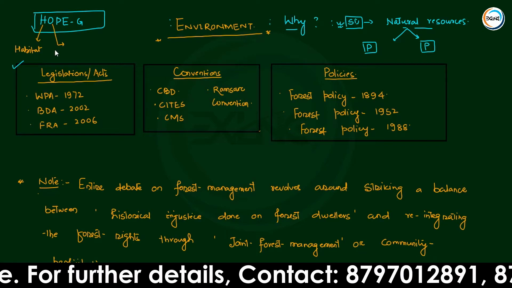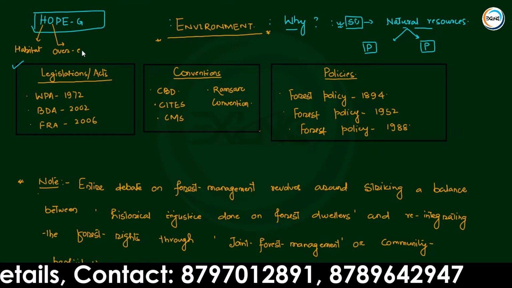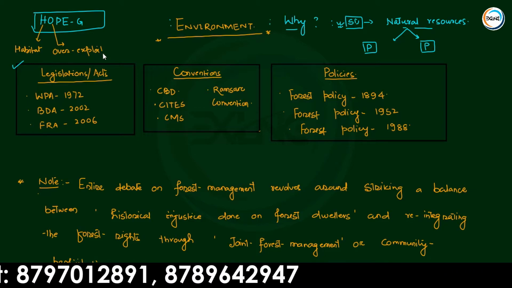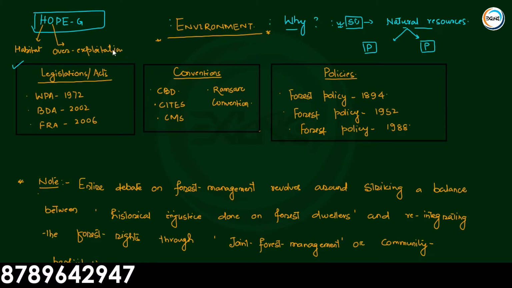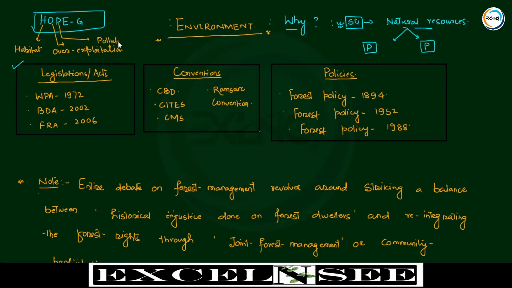O for over exploitation. P for pollution. E for exotic species, and G for global warming. These are the primary drivers for biodiversity loss, environmental loss, environmental degradation.